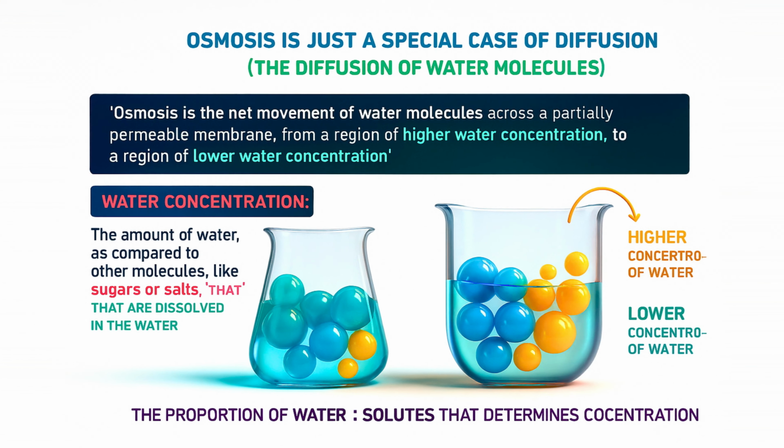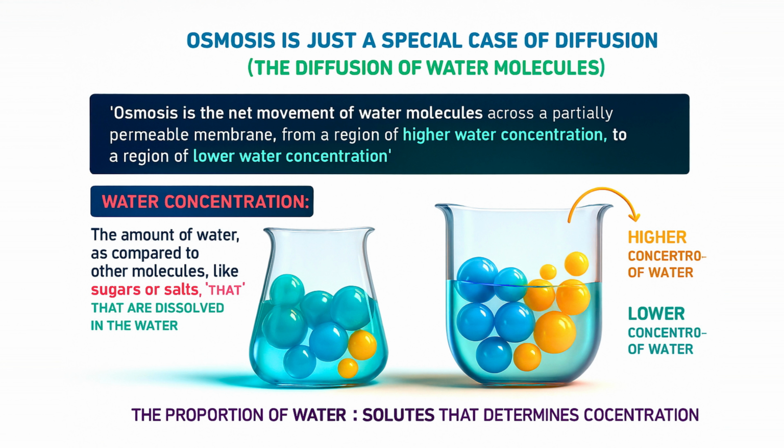Now, turning our attention to osmosis, it is important to understand that osmosis is simply a special form of diffusion, but it specifically refers to the diffusion of water molecules. The correct definition of osmosis is the net movement of water molecules through a partially permeable membrane from a region of higher water concentration to a region of lower water concentration.